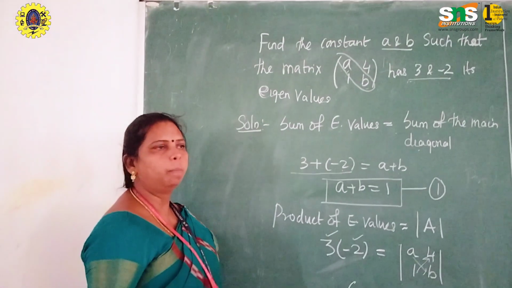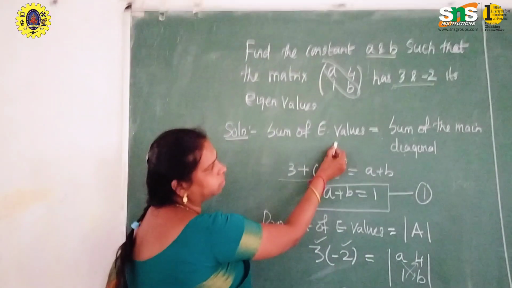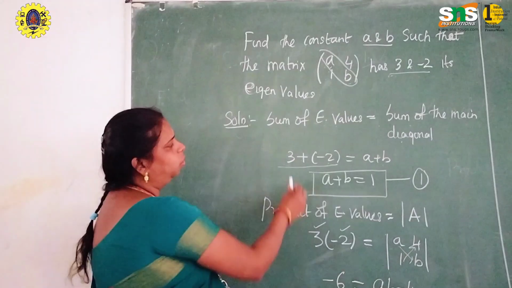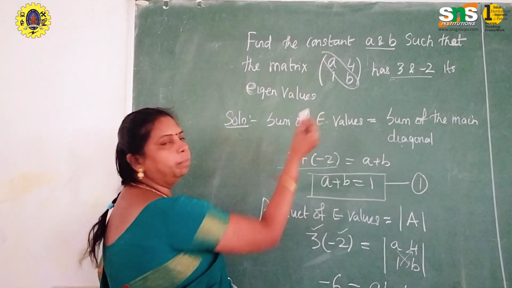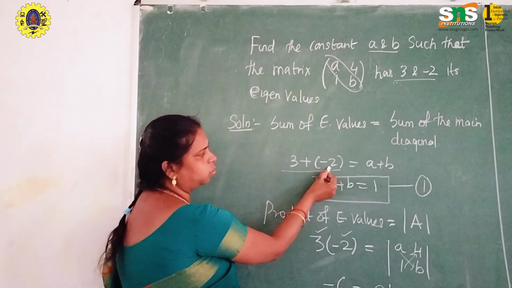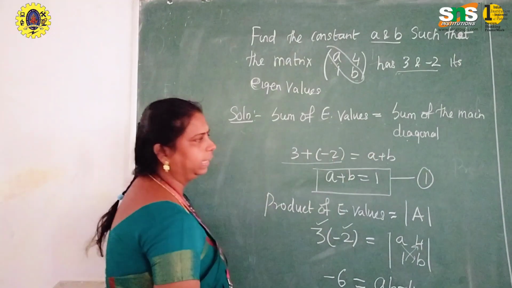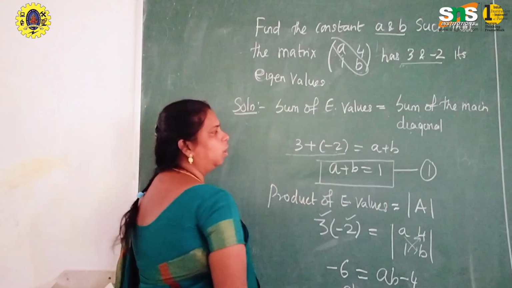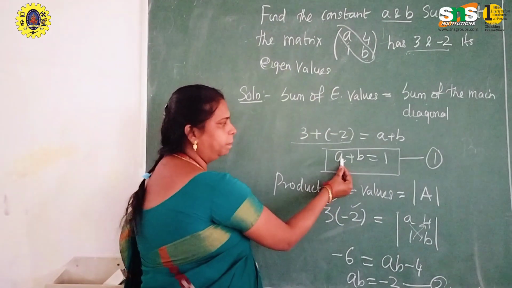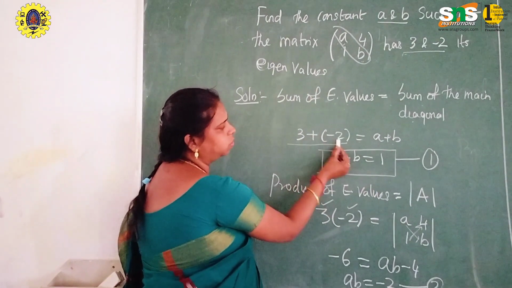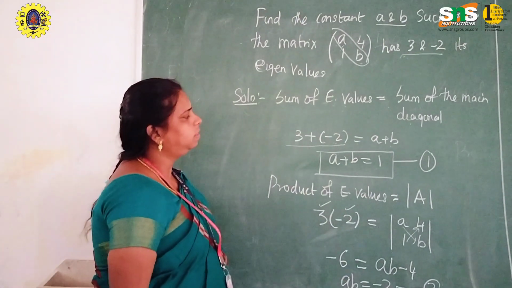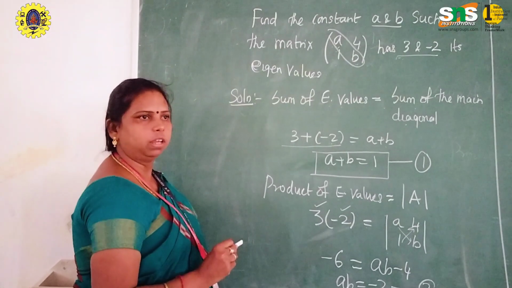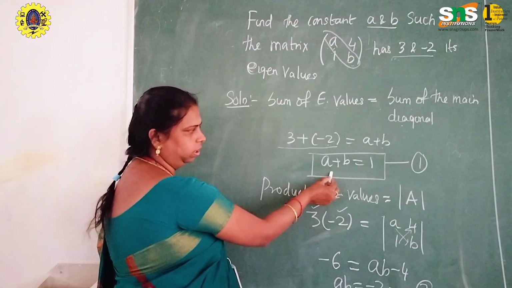We already know the property: the sum of the eigenvalues is equal to the sum of the main diagonal elements. The eigenvalues given are 3 and minus 2, so 3 plus minus 2 is equal to the sum of the main diagonal. The main diagonal is A and B, so the sum is A plus B. So we get equation 1: A plus B equal to 3 plus minus 2, which is 1. Using the first property, we got the first equation, A plus B equal to 1.